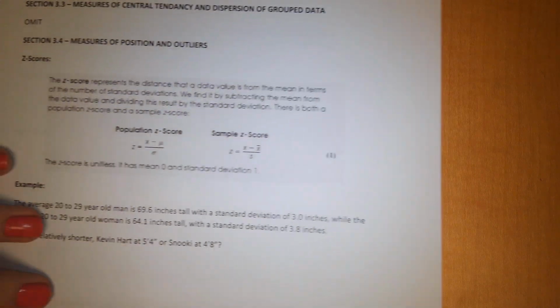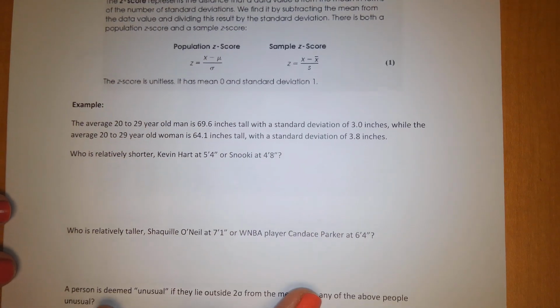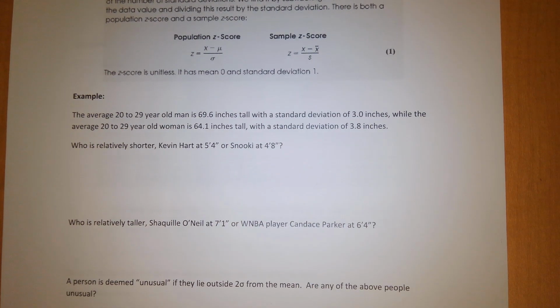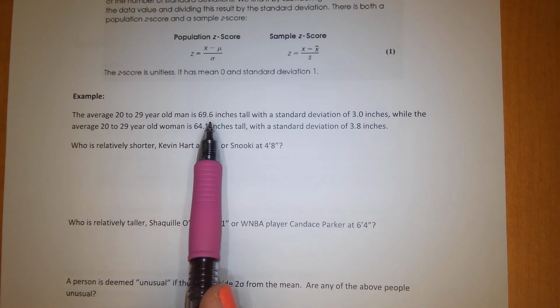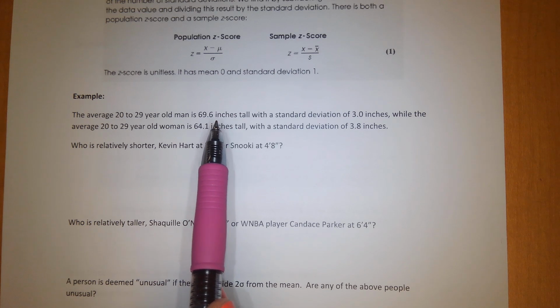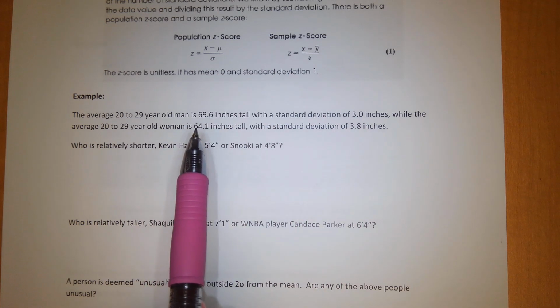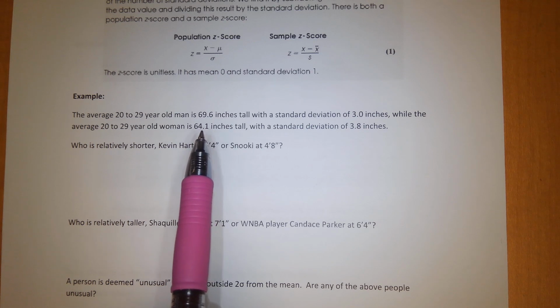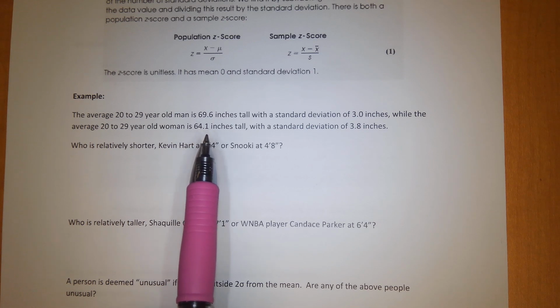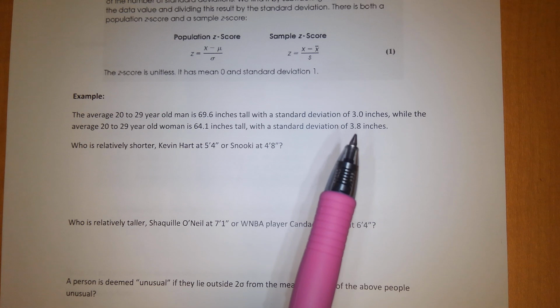So going back to our z-scores, let's do an example and find some z-scores in regards to these two individuals. We say that the average 20-year-old man is 69.6 inches tall, which is 5'9½", with a standard deviation of 3 inches, while the average woman is 64.1 inches tall, which is 5'4", with a standard deviation of 3.8.